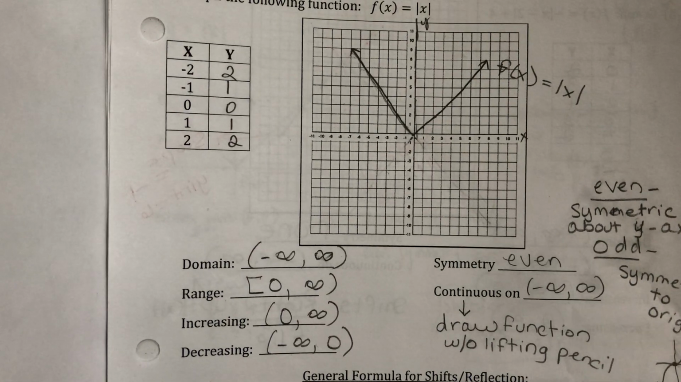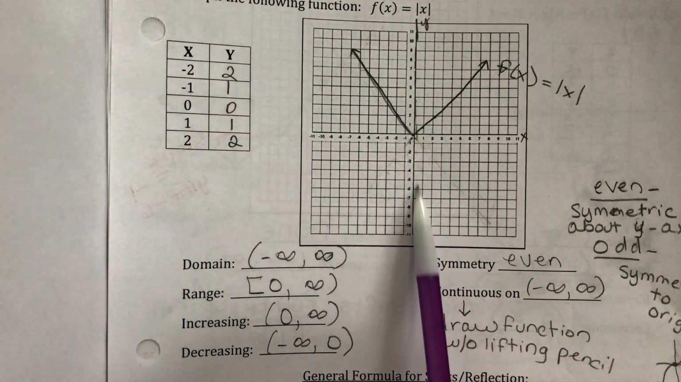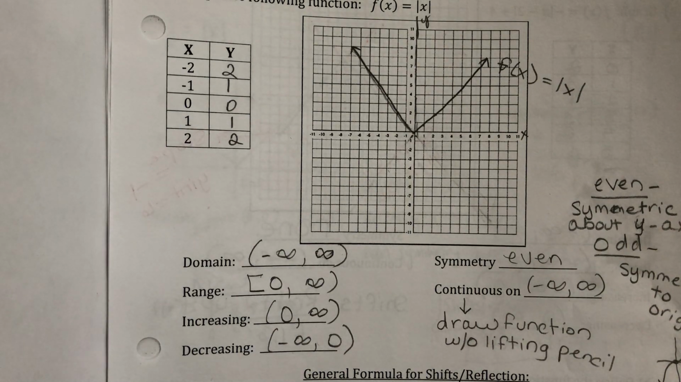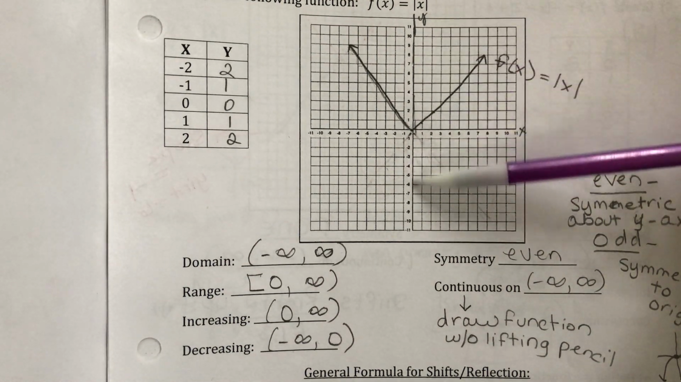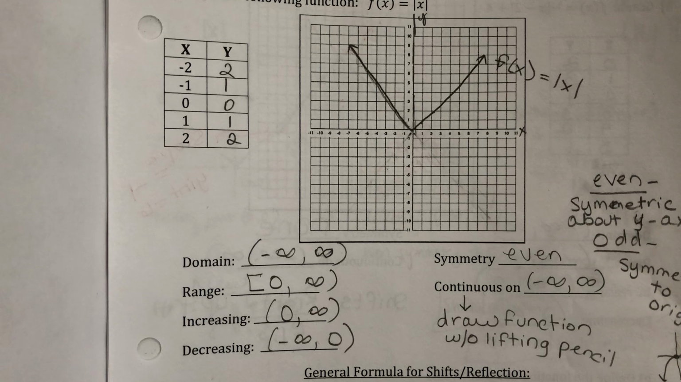Symmetry. It is symmetric about the y-axis. You can see if I fold in the y-axis, both sides would match up. And if you guys remember, a function is considered to be an even function if it is symmetric about the y-axis. So we can say that this has even symmetry, and it's an even function.